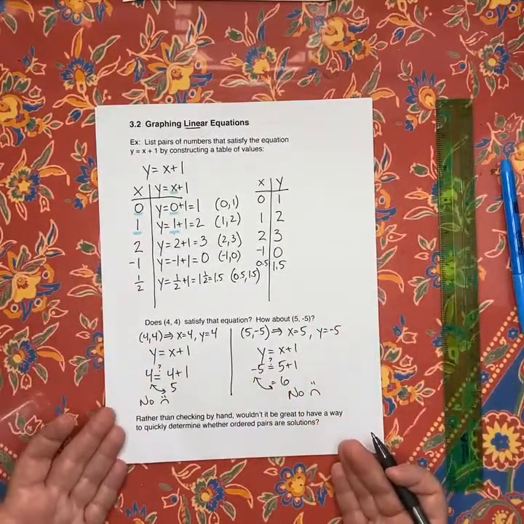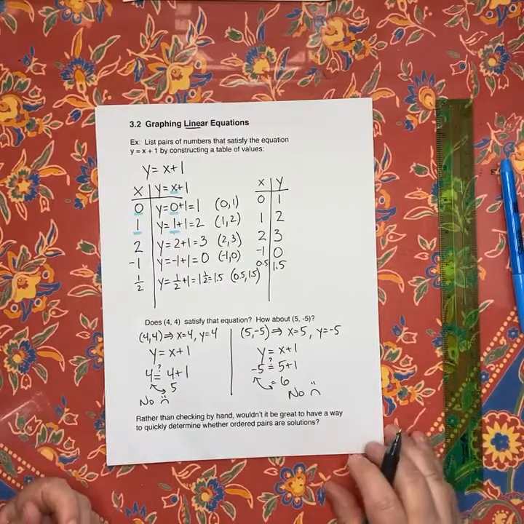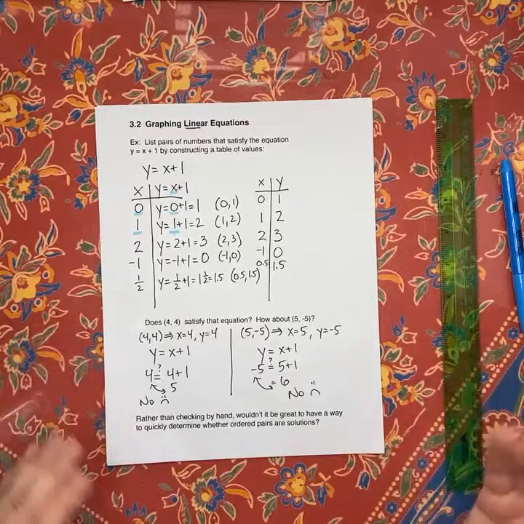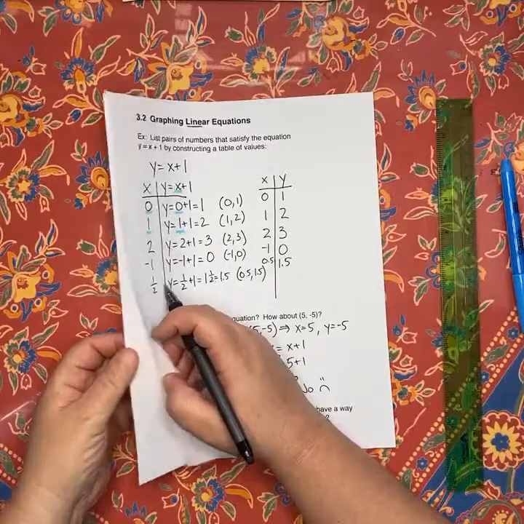So at the bottom, I say, rather than checking by hand, wouldn't it be great to have a way to quickly determine whether ordered pairs are solutions? And you guys all say, yeah, that sounds great. Let's do it. Thank you, mathematician.